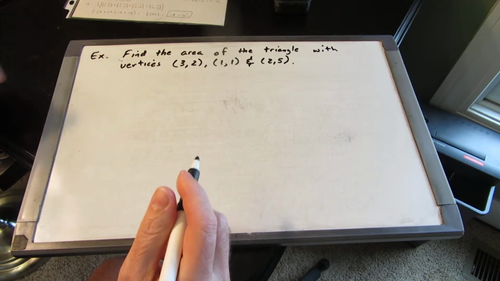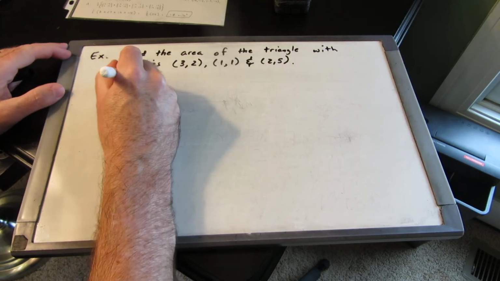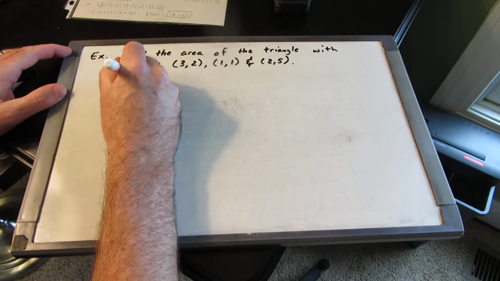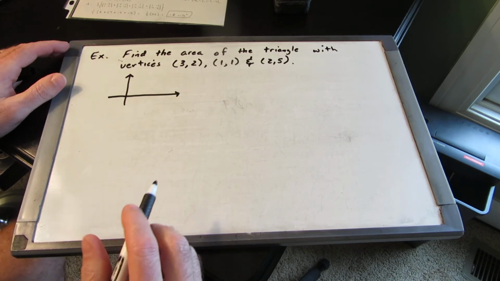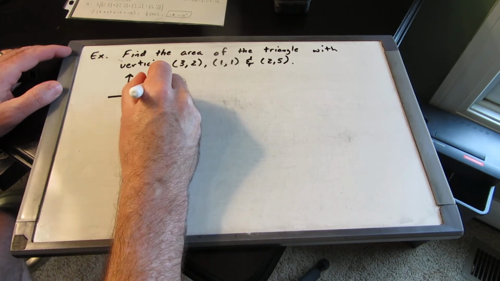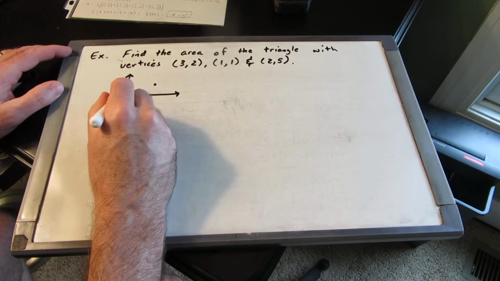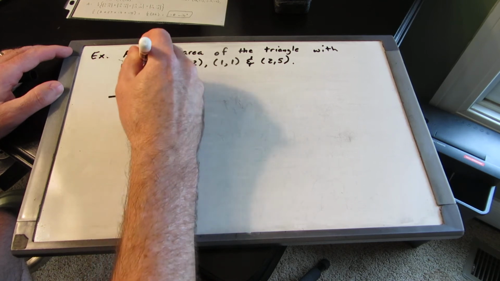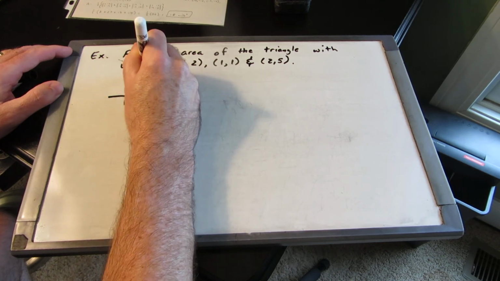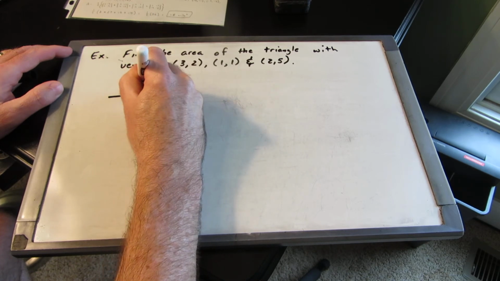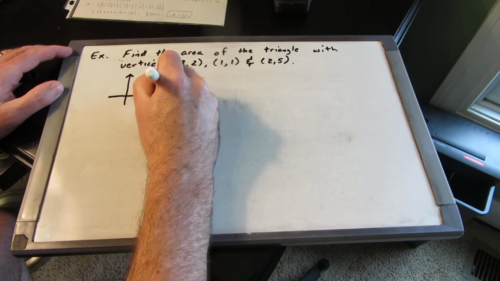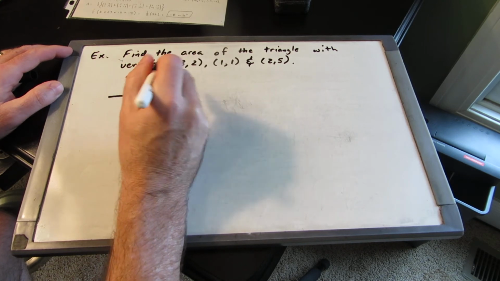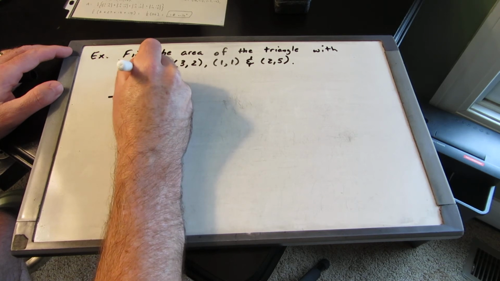Okay, so we have to do this in counterclockwise fashion. So I'm going to actually go ahead and plot these so that I make sure that I do it counterclockwise. So 3, 2 would be over 3, up 2. Let's just put a dot there for that. 1, 1, over 1, up 1. 2, 5, over 2, up 5. So just draw a basic triangle here. Okay, that one is 3, 2. This one at the bottom is 1, 1. And up at the top we've got 2, 5.